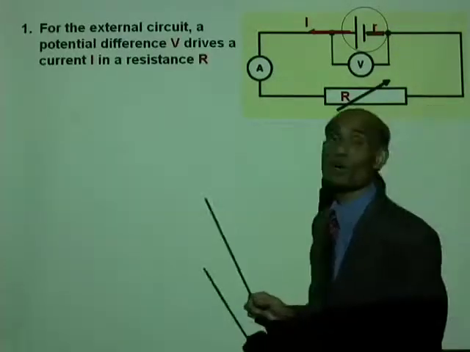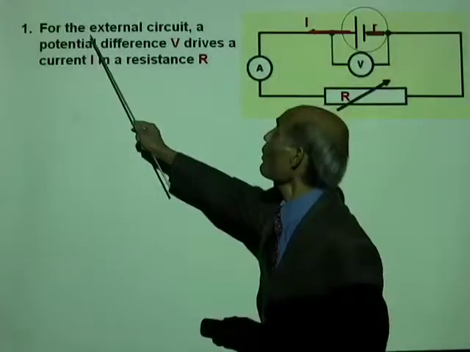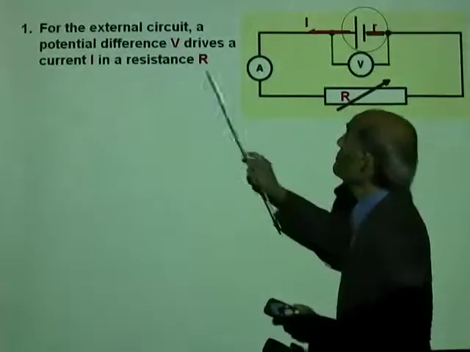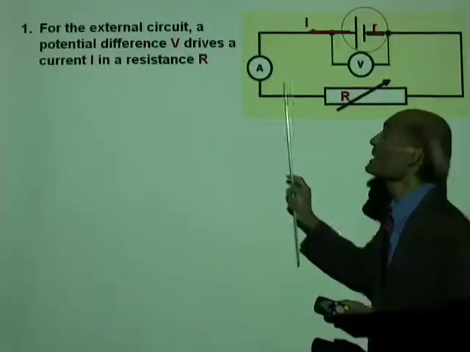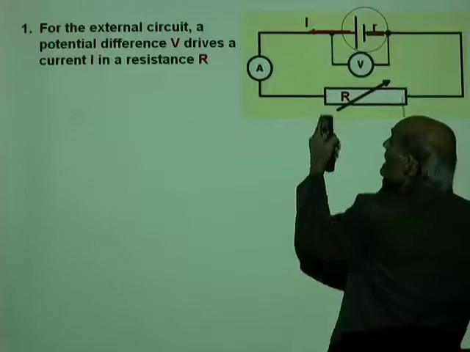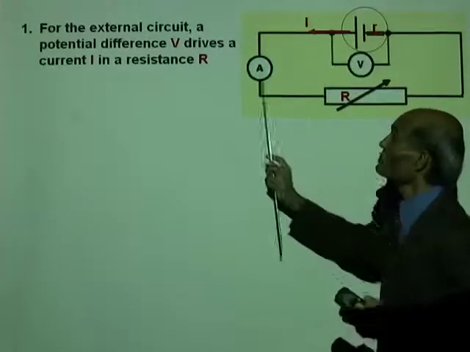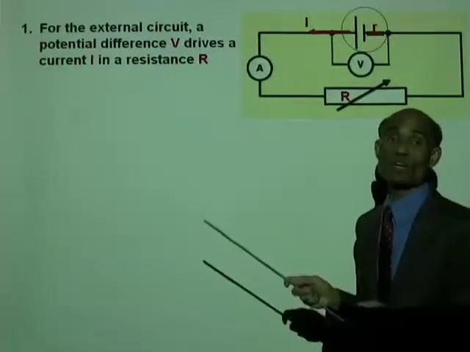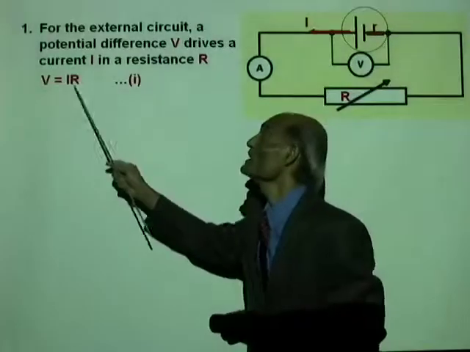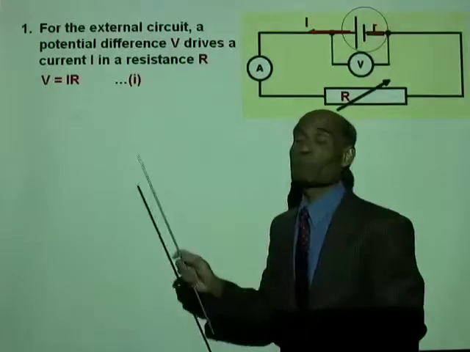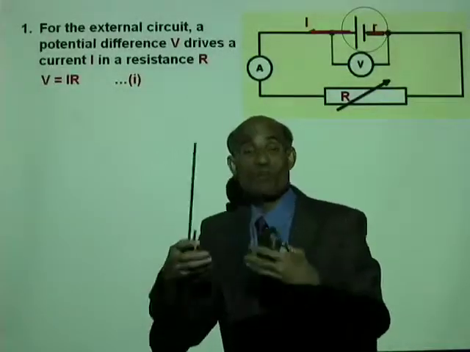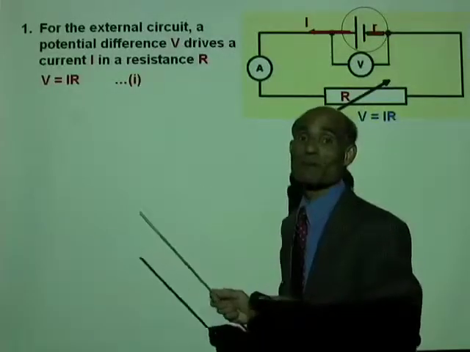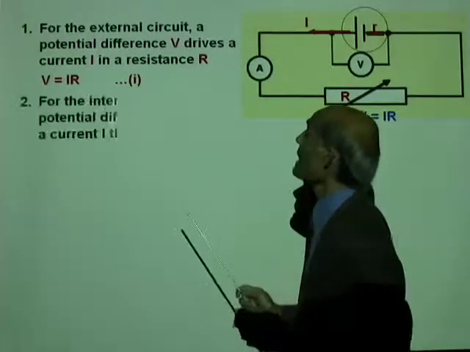Let's use Ohm's law to write down equations. For the external circuit, a potential difference V, remember that potential difference V is the potential difference between the ends of this resistor, drives a current I in the resistor R. What is the equation for that? V equal to IR. And this is the equation for the external circuit, for the external resistor. Alright, V equal to IR.